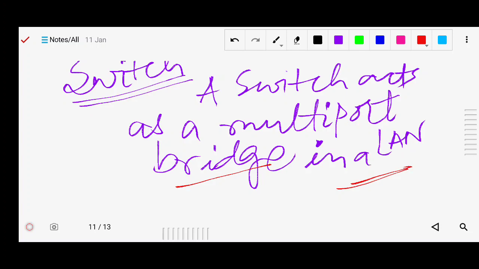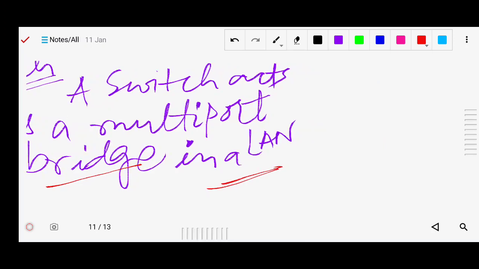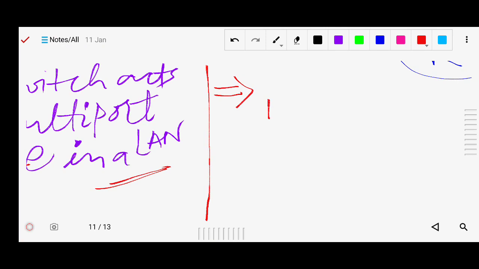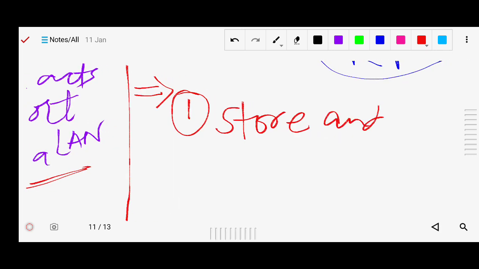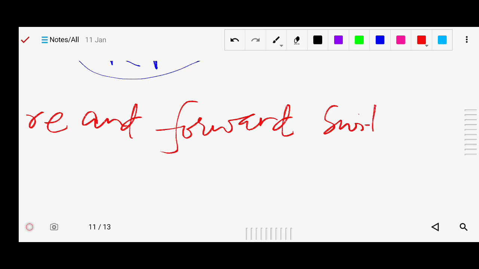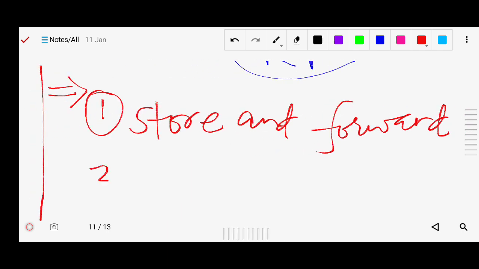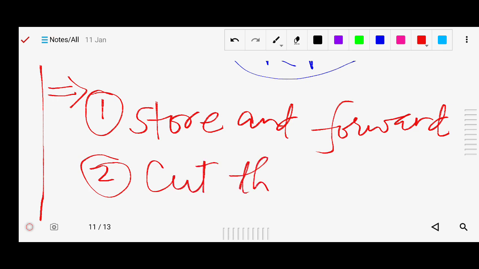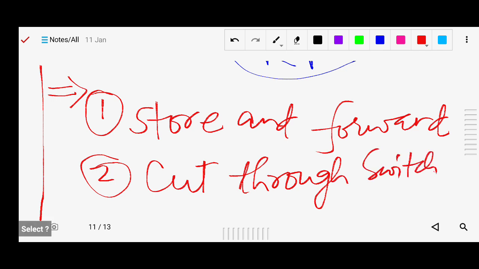these switches are again of two types. The first is called store and forward switches. And the second type of switch is called the cut through switch. So what is the difference between these two?